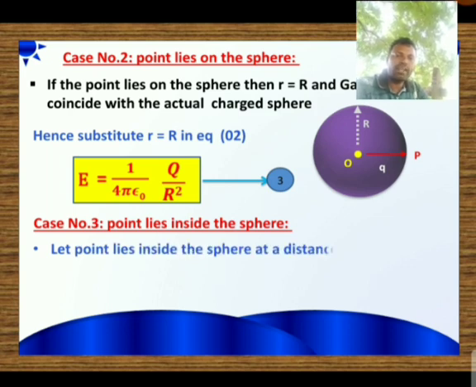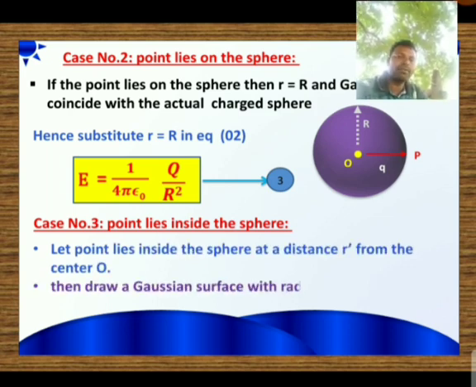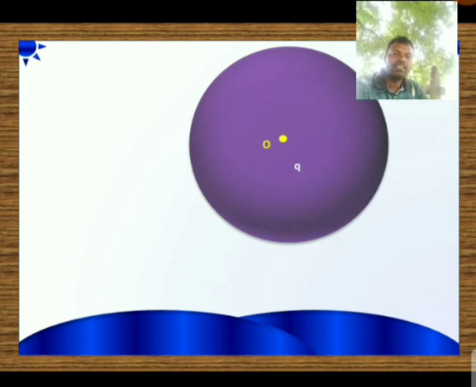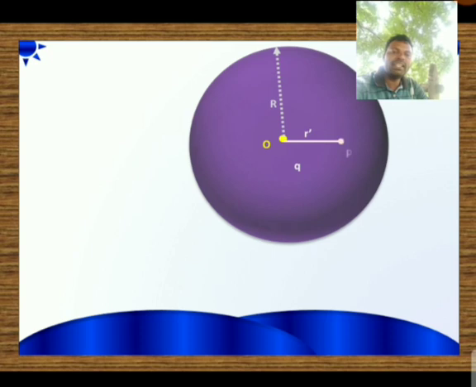Let a point lie inside the sphere at a distance r prime. Consider the distance r prime from the center. Then draw a Gaussian surface with radius r prime. Case number 3: this is my center, sphere center O, and this is my radius r. Now my point is at this point P, which is inside the sphere, at r prime distance. Now draw a Gaussian sphere which looks like this.